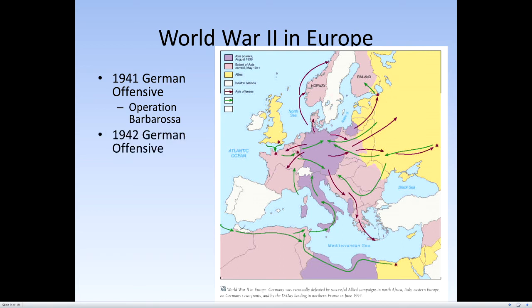All right, 1942, the Germans are going to expand their offensive. They're going to go, whoops, sorry. Let's go back on that. They're going to go, stop. All right, I'm having trouble with the cursor.